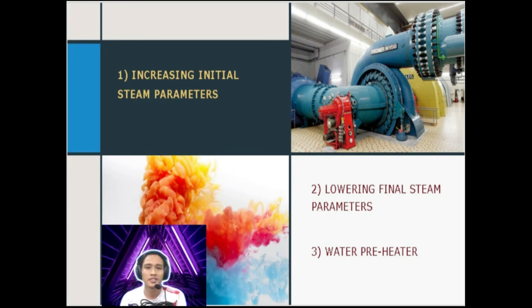The second is lowering final steam parameters. Given a fixed set of initial steam parameters, lowering the final steam parameters would allow for a greater temperature difference between T-steam and T-condenser, thus lifting the theoretical efficiency threshold for the thermal power plant. In a thermal power plant, the condenser is the place where the waste steam is condensed, after which the water will be pumped back into the boiler.